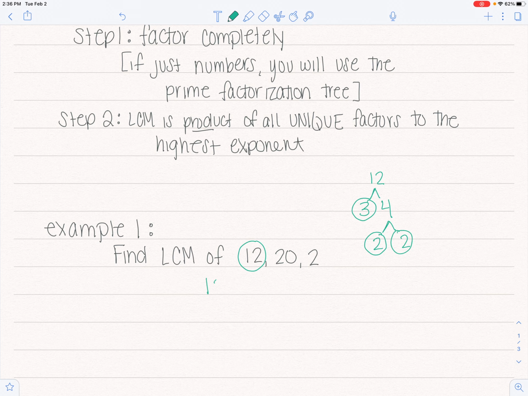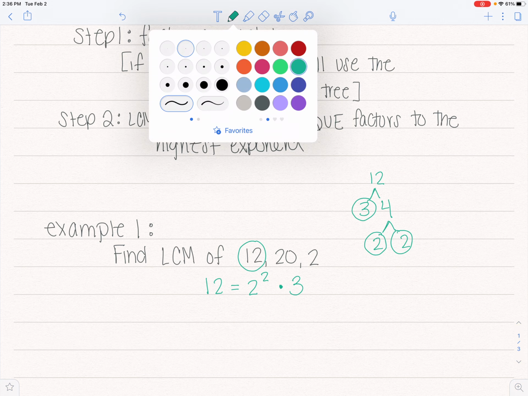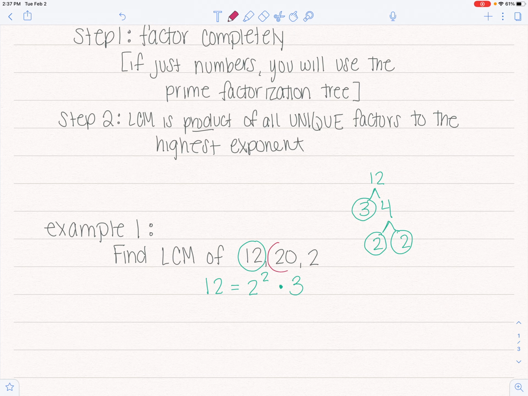So I can write 12 as 2 times 2 times 3, but instead of writing 2 times 2, I'm going to write this as 2 squared times 3. Now I do write it in least to greatest order, and that's going to just help me keep it more consistent throughout. I'm going to go to 20. So I'm going to break down 20 using my prime factor tree.